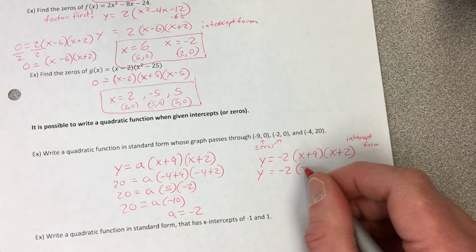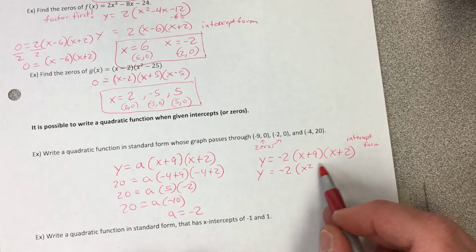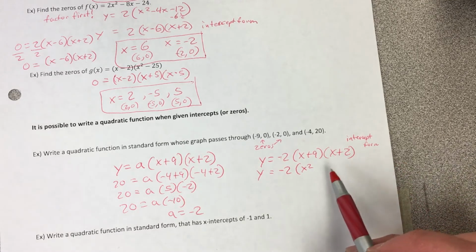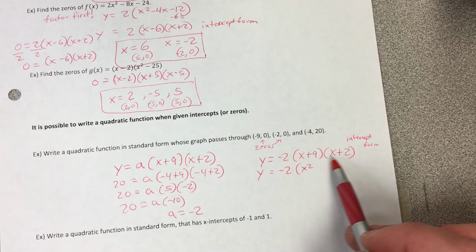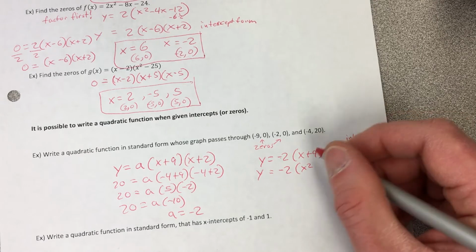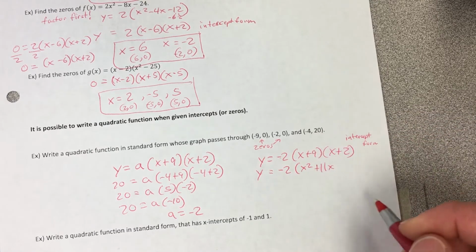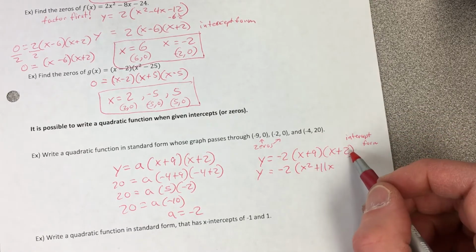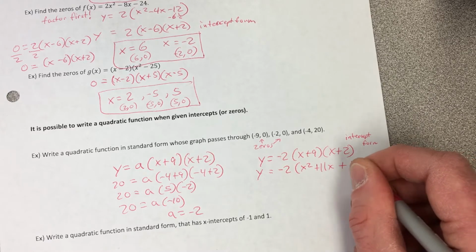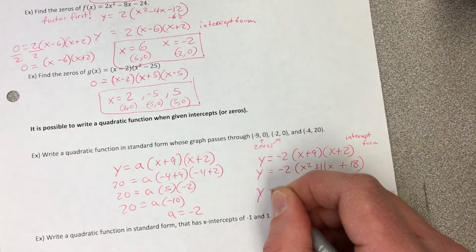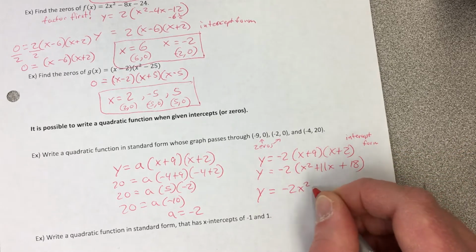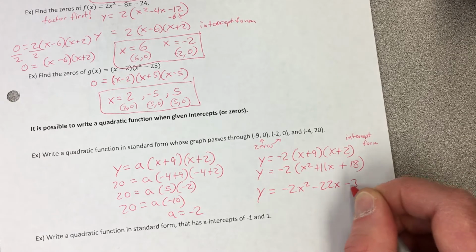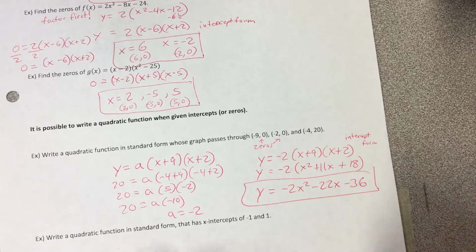X times x will get you x squared. Now, before I write what the middle term is, I kind of want to think it through. I'll get 2x, but then I'll have to switch over to multiplying the 9, and I'll get 9x. Well, 2x and 9x is 11x. Saves me a step. And then 9 times 2 will get me 18. Distribute that negative 2 across, and we'll be in standard form. Negative 2x squared minus 22x minus 36. What do you guys think about that?